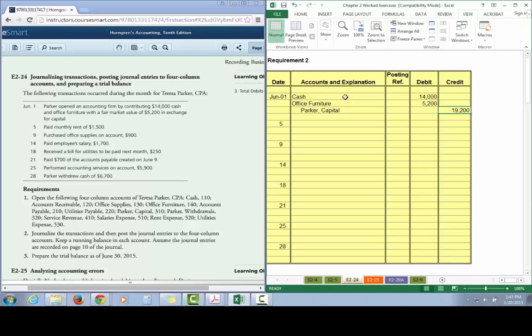This is what we call a compound entry. That just means that more than 2 accounts are involved. So that's all it means. So this is an example of a compound entry.